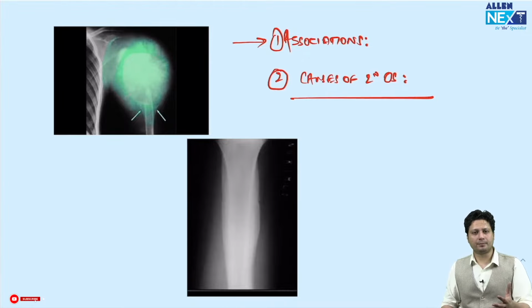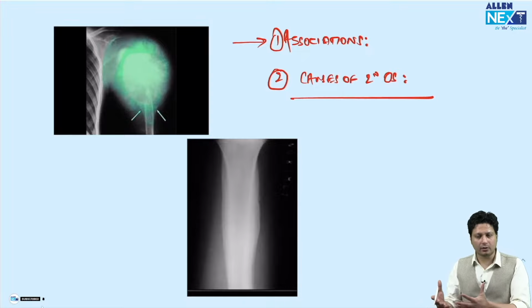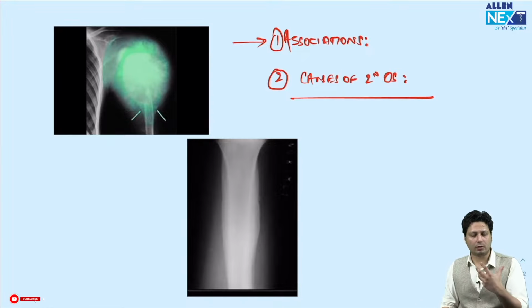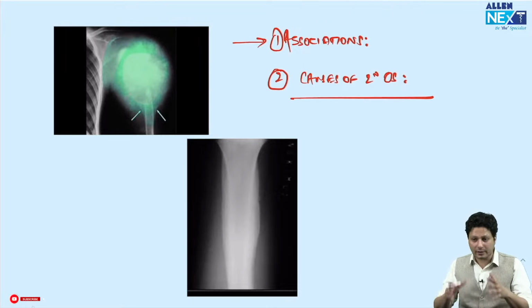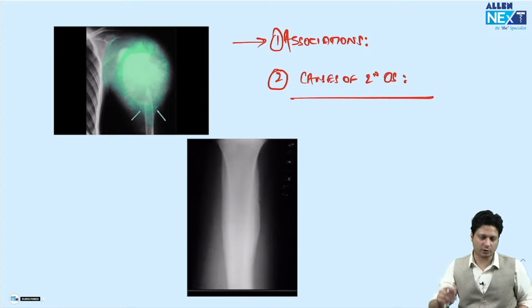Then even bone island and chondromas. So these are the tumors which can be converted into secondary osteosarcoma. Even the GCT can be converted into a secondary osteosarcomatous tumor.